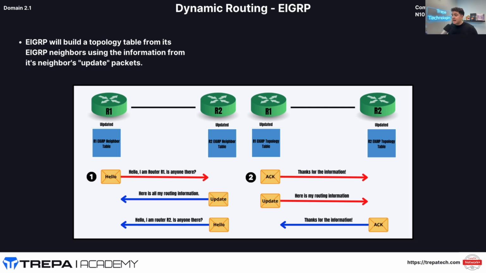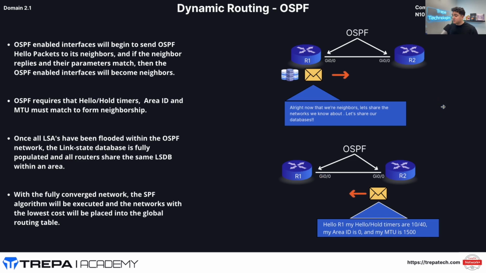So step 1, we establish neighborship through hello packets. And in those hello packets, we have K values and autonomous system numbers that have to match. If those match, we become EIGRP routing neighbors. Once we're neighbors, we send routing updates. Those updates build an EIGRP topology table. And once that topology table is built, we execute the DUAL algorithm. And that DUAL algorithm will then select the best paths to place into the routing table.